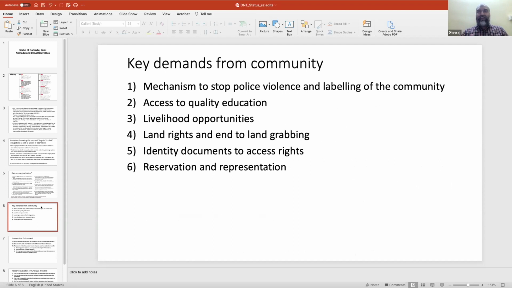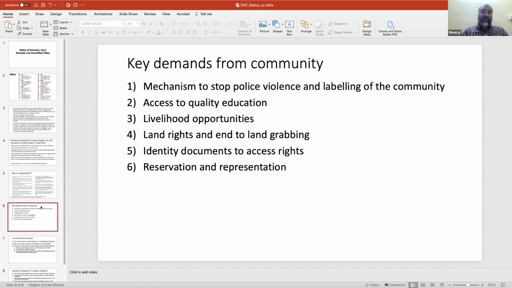And we have seen that even when there are attempts to reach out to the school system, children end up moving out of those very institutions because of the stigma and the labeling that they face. Third is about livelihood opportunities, where the community is looking for access to more resources, credit, as well as alternative livelihood options. Fourth is around land rights and land grabbing. More than 80% of the community does not have any legal entitlements to their land, so the community is clearly demanding legal entitlements to land.